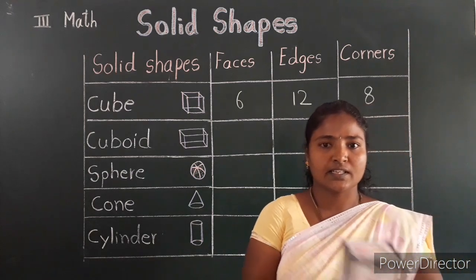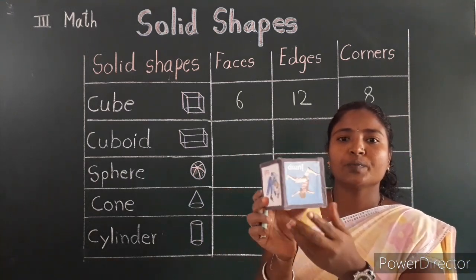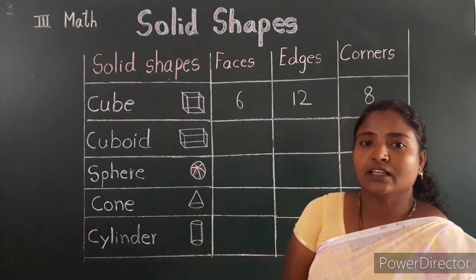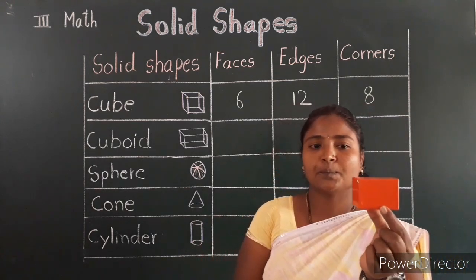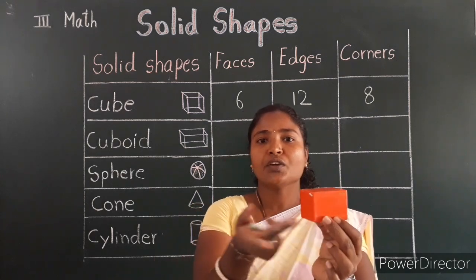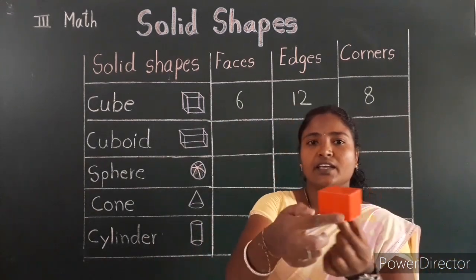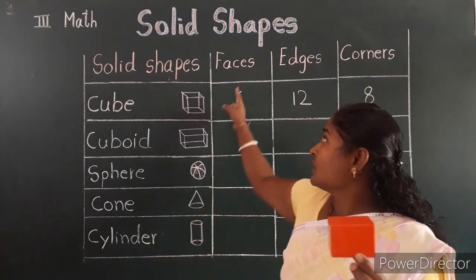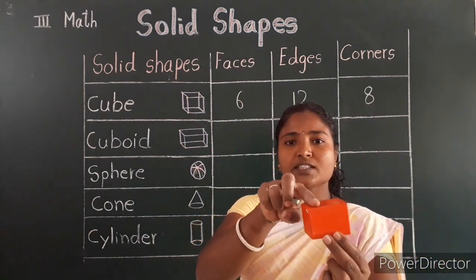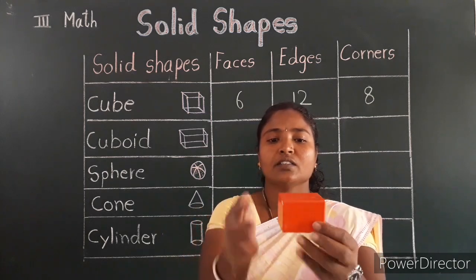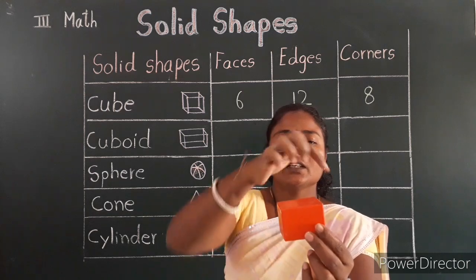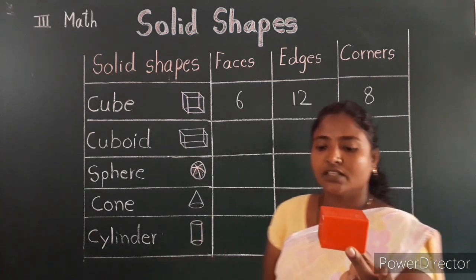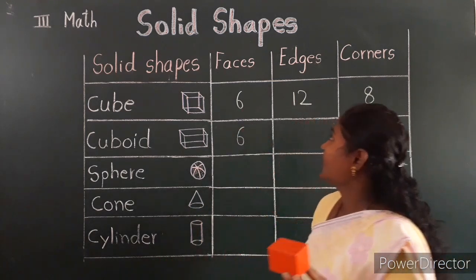An example for a cube is a dice. Let's move to cuboid. This is a cuboid shape. Let's count how many faces, how many edges and how many corners. First one is faces. This is a flat face. 1, 2, 3, 4, 5, 6. How many faces, children? Yes, 6 faces.